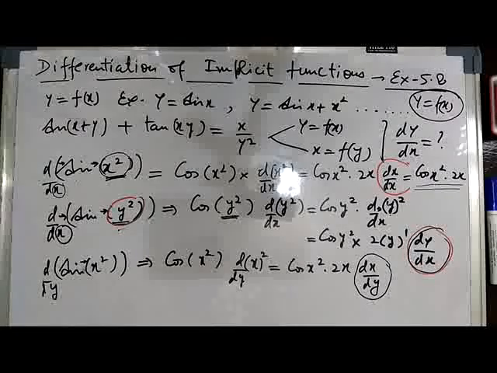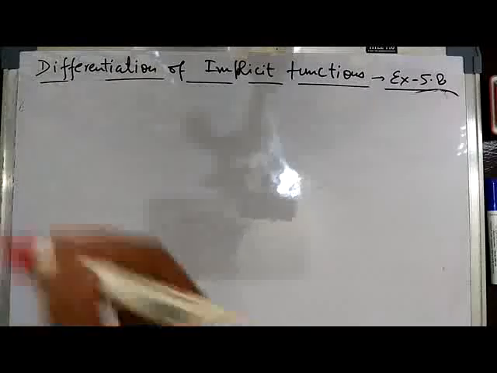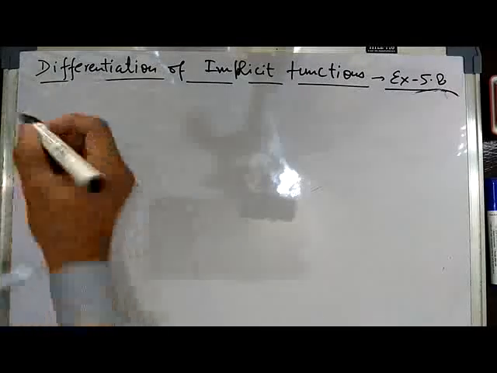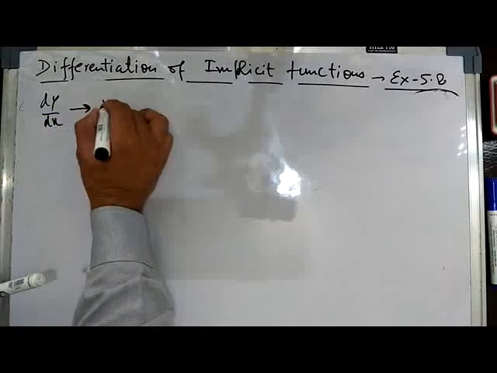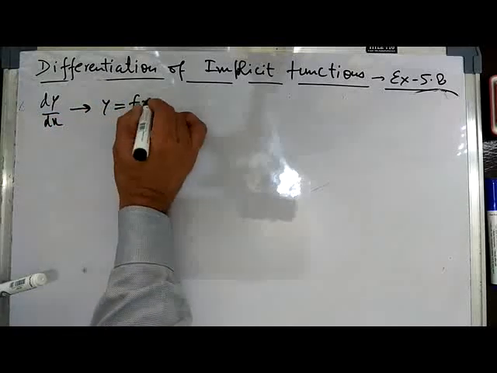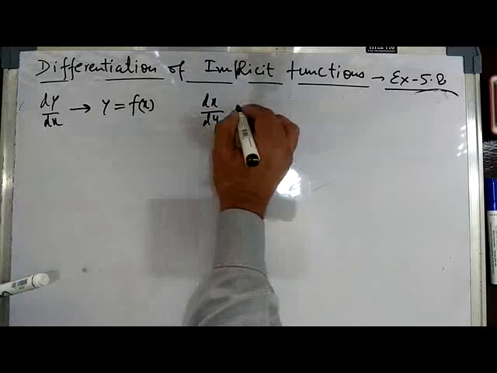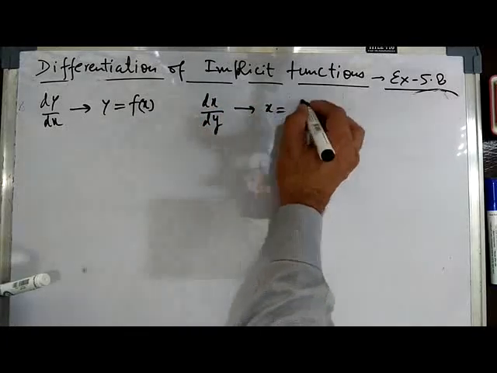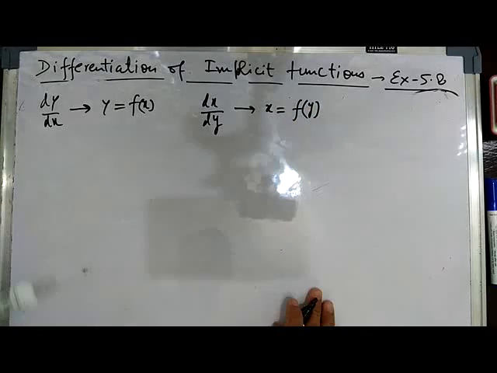So that was the introduction of implicit functions. Let us see a few more examples. One more thing you should remember: if one has to find dy dx, it is found for y as a function of x, and if one has to find the differential of x with respect to y, it is found from the function of x with respect to y.